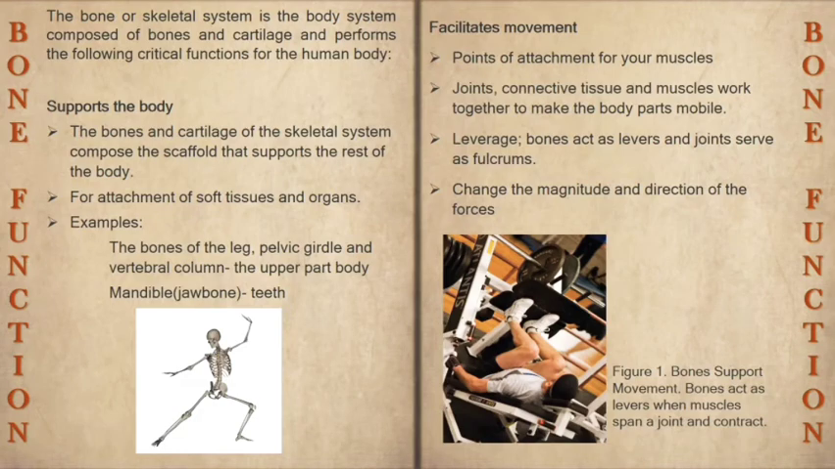The bones and cartilage of the skeletal system compose the scaffold that supports the rest of the body, such as the steel beams of a building provide scaffold to support its weight by ensuring their steadiness and strength from collapsing due to natural disasters. The bone is also for attachment of soft tissues and organs.